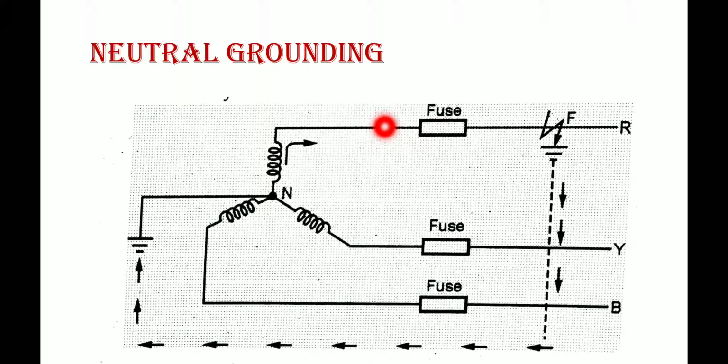Impedance, if it is low, means obviously a large current flows through this path itself. Due to this large current, what will happen? The fuse is going to be blown off here. Getting? So here the large current flows through this path, then due to this large current, the fuse is going to be blown off in this R phase.